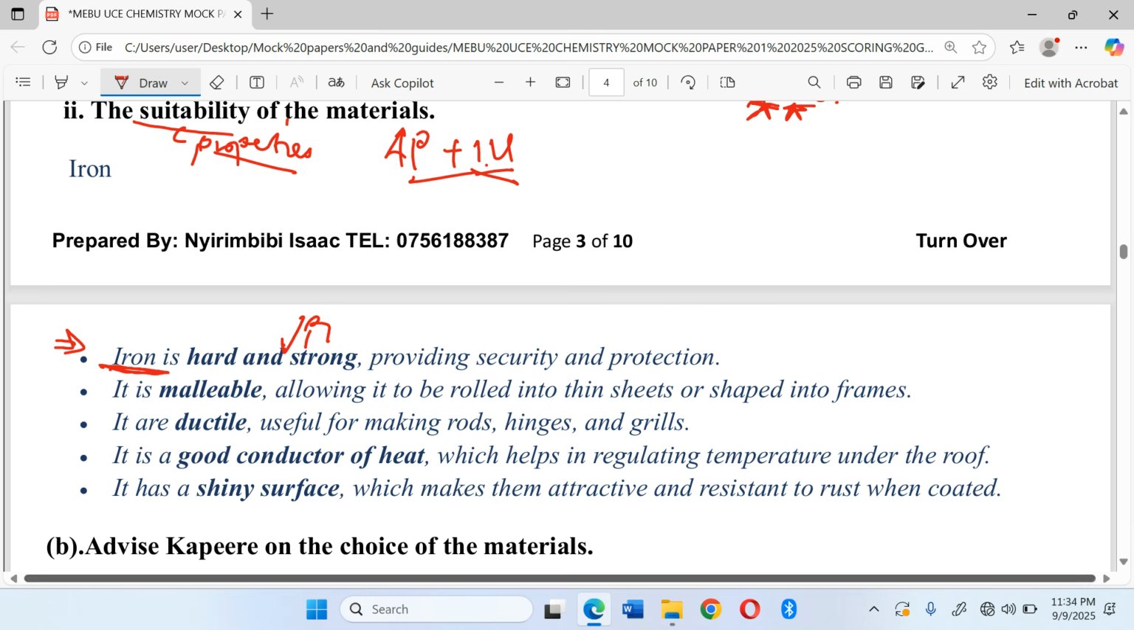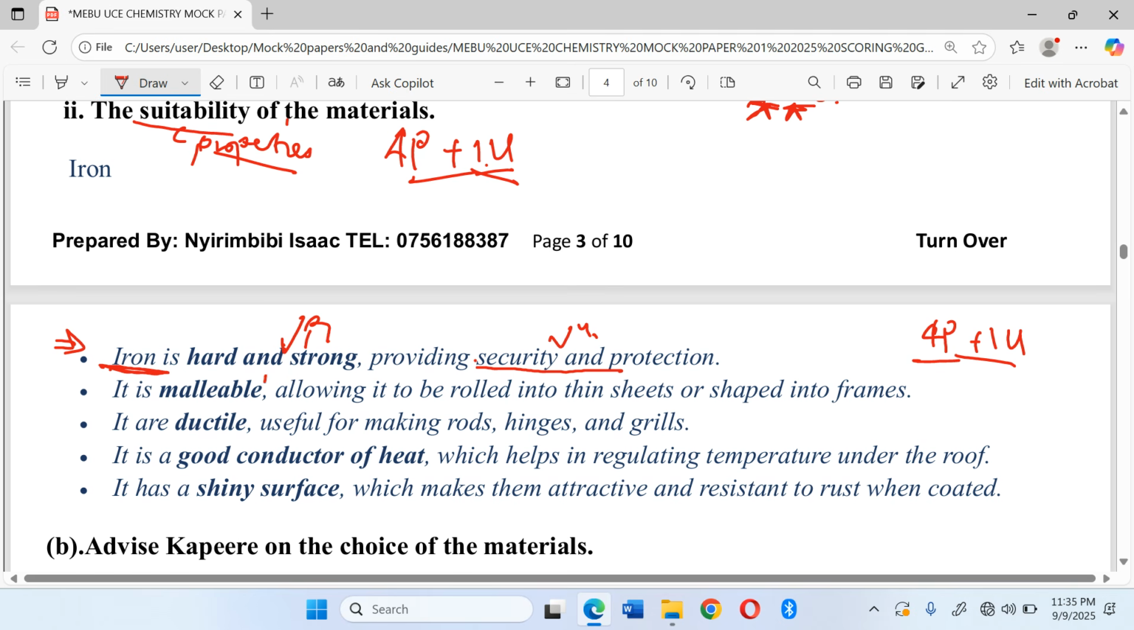Providing security and protection. Are you seeing that? So this is the use. So we need only one use. We need 4 properties plus 1 use. We're saying that we can put on each point a property and a use, but of course space will not be enough. So it's better you summarize them and then you have one point which is having the use.